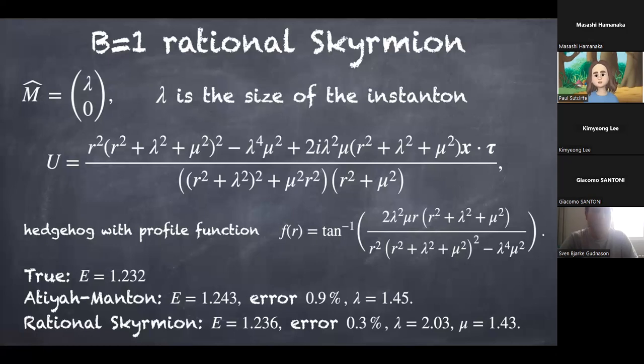So notice this is a hedgehog ansatz with a profile function that's given here. It's given in terms of lambda, the size of the instanton, like I had before, and I also have this real positive constant mu, which is my sample point. So here I've got a new profile function. If I choose my parameters correctly, the size of the instanton and the sample point, then I get something that has an error of only 0.3% compared to the true numerical value. The Atiyah-Manton approximation was already good. That was an error of 0.9%. This does even better. It's 0.3%.